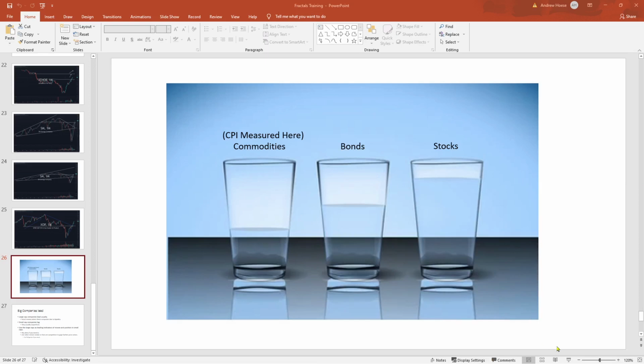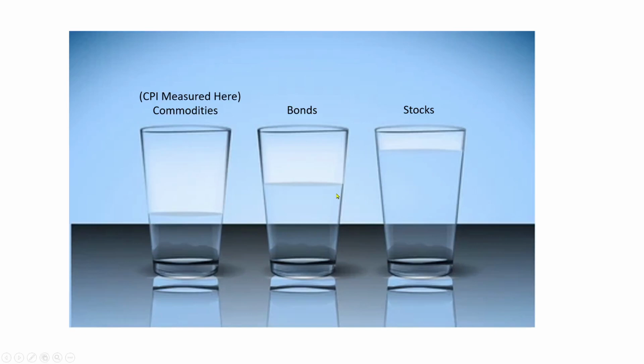What I have here, I'm just going to make this bigger. This is the CPI. I should say this is 3 cups. The 3 cups are 3 different sectors. One sector is stocks, one sector is bonds, and one sector is commodities. The level of the water is the money in that sector.